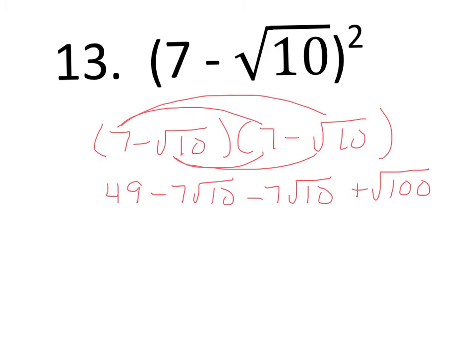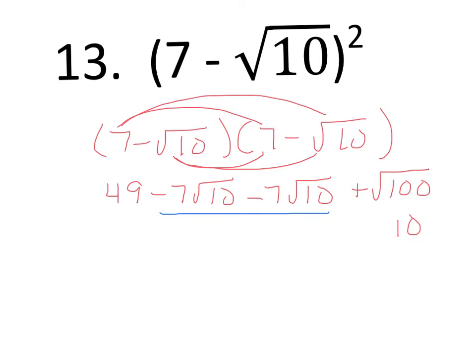All right, so now on the inside right here, these guys don't cancel because they have the same sign. But they do have the same square root, so I can put them together. Now, the square root of 100 is going to be 10.